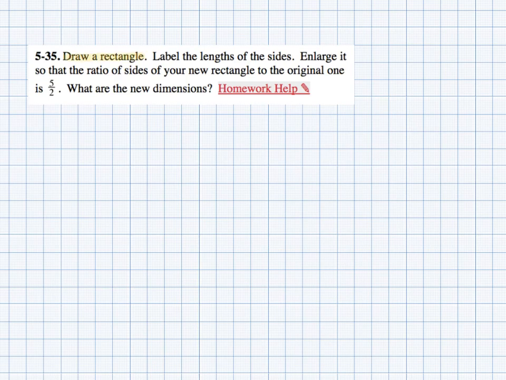Draw a rectangle. Label the lengths of the sides. Enlarge it so that the ratio of sides of your new rectangle to the original one is 5/2. What are the new dimensions?